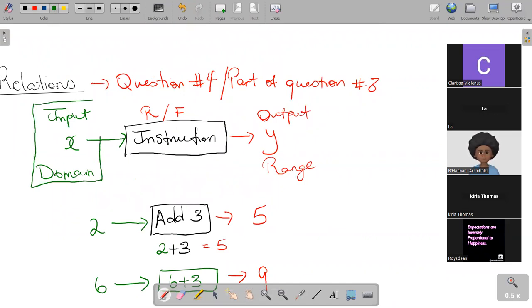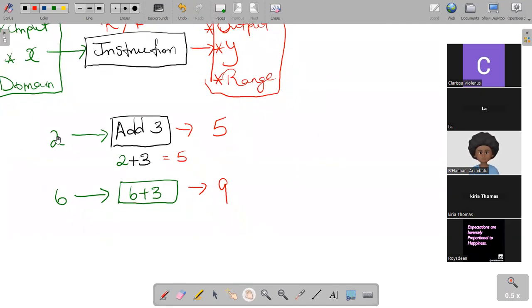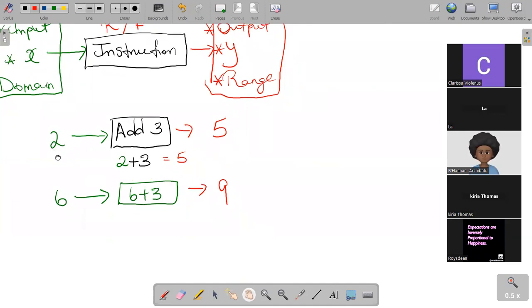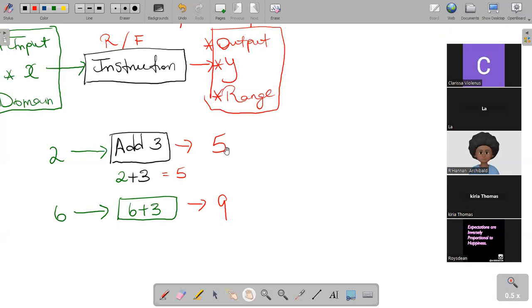2 is either called the input, X, or the domain. And then the answer that we got, what are the 3 names you could call it? The 3 names you could call your answer are output, Y, or range. So if I were to ask quickly, what do I call 2? Either the input, X, or the domain. What do I call 5? Either the output, the Y, or the range.